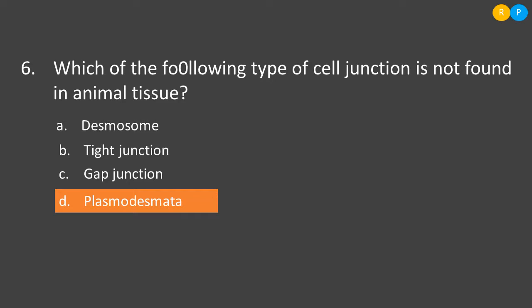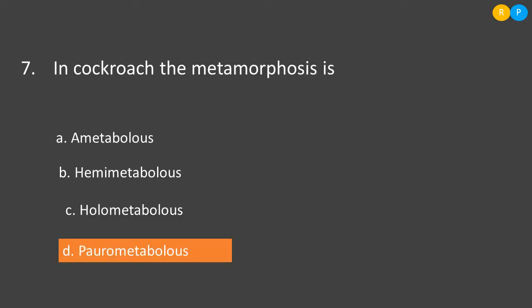So plasmodesmatal connection can be seen in plants. So between the adjacent cells of plants, the connective link that will be present is called plasmodesmatal connection. So the cell junction that is not present in the animal tissues among the four options is option D, that is plasmodesmata.